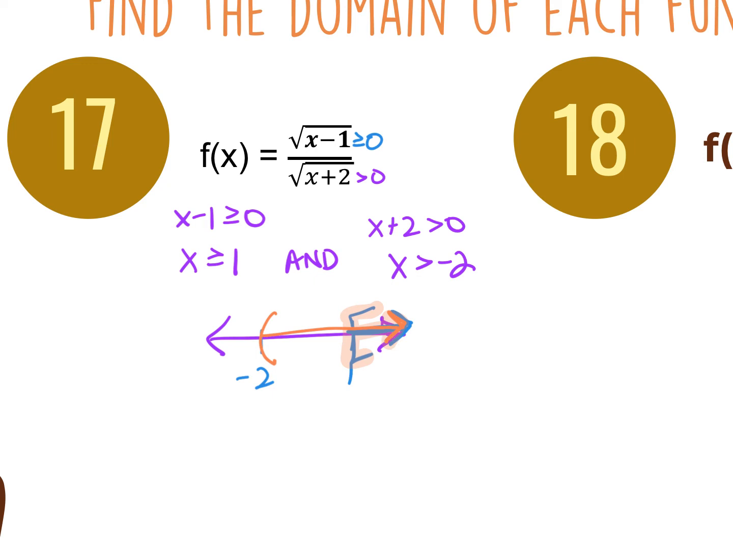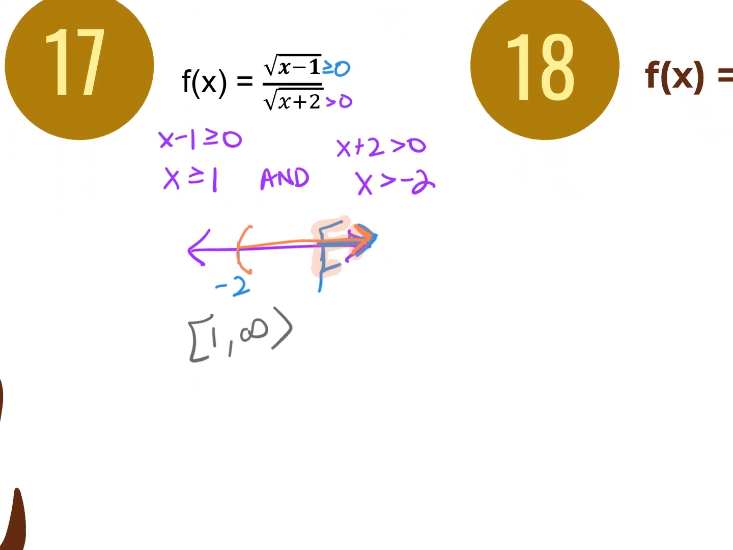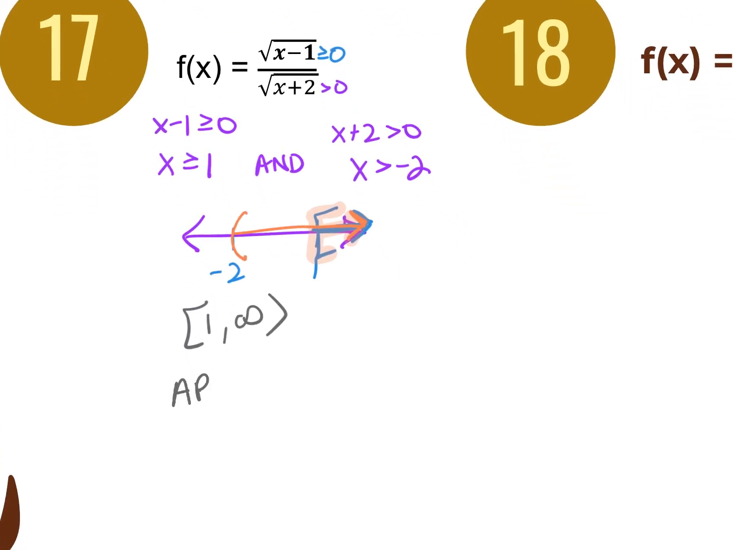So my interval notation here would be 1 to positive infinity, and my written word would be all real numbers greater than or equal to positive 1.